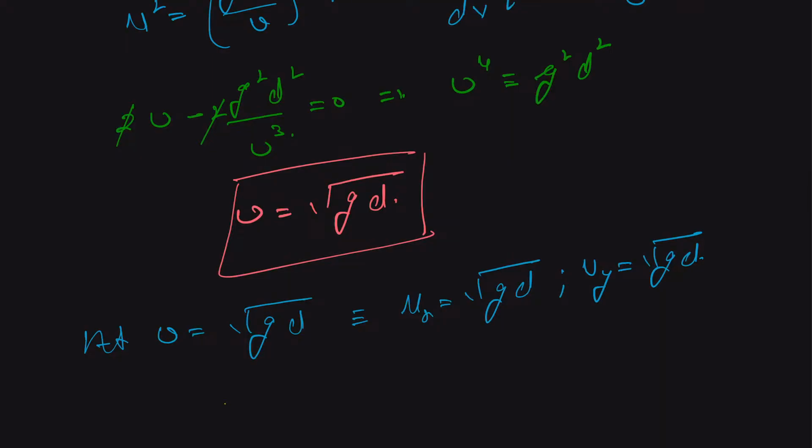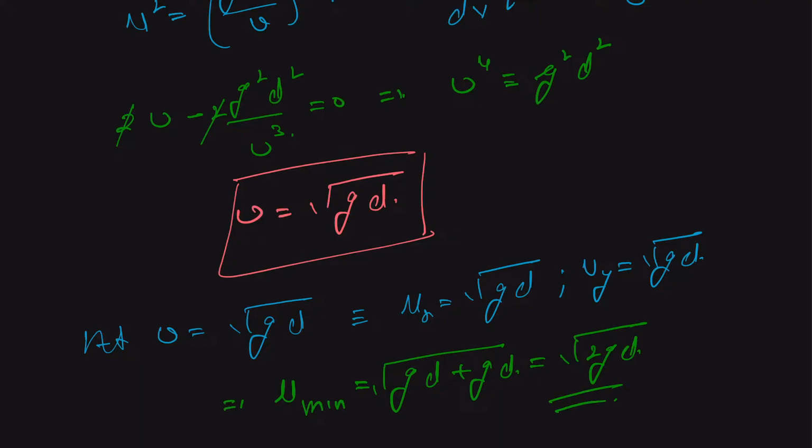Therefore we can say that our u minimum will be equal to the square root of ux squared, that is our gd, plus uy squared, that is also our gd, giving us twice gd. So this is the value of our minimum value.